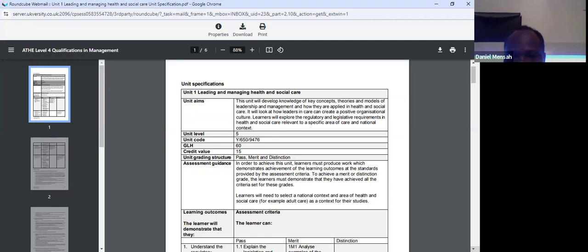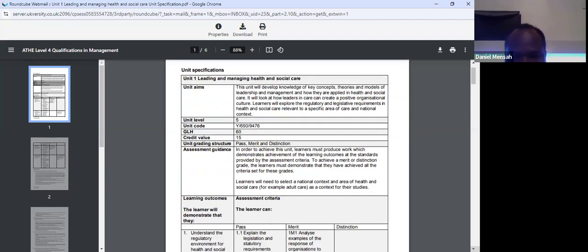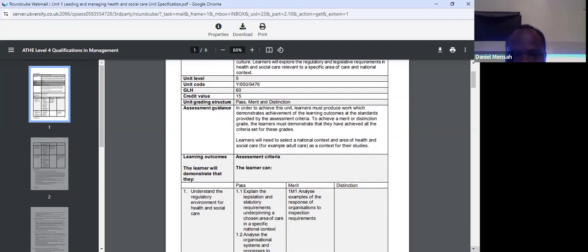The unit will develop the knowledge of the key concepts, theories, and models of leadership, which we've spoken about. I've also explained that there are categories which the learner has to reach in those learning outcomes that may lead into a pass, merit, and extension category.